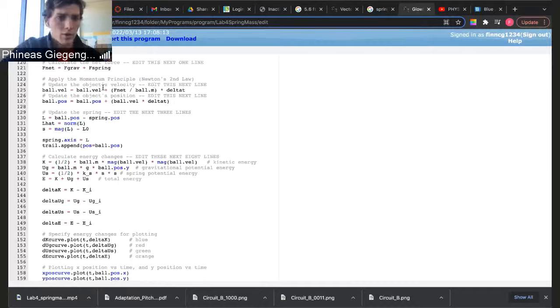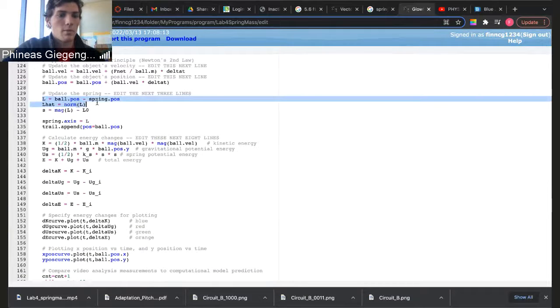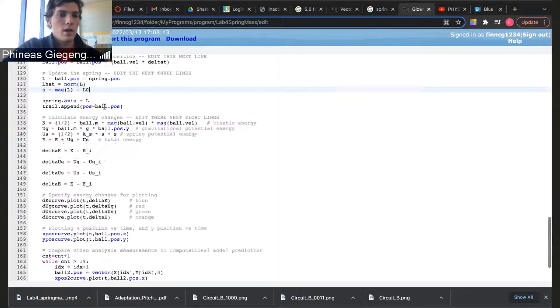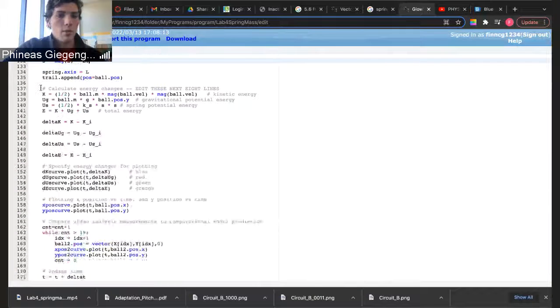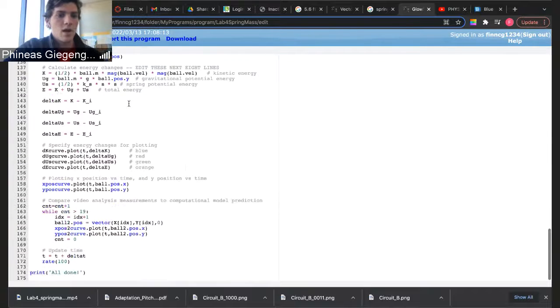Updating the velocity is simple: you take the current ball's velocity and add to it the net force divided by the ball's mass times delta t. And similarly for the ball's position, you take the current ball position and add the ball's velocity times delta t. And then here we're updating the spring values. Here I'm updating the energy values exactly the same way we did above. And then to find the change in kinetic energy and so on, you just subtract the original value that was saved into these initial value holders.